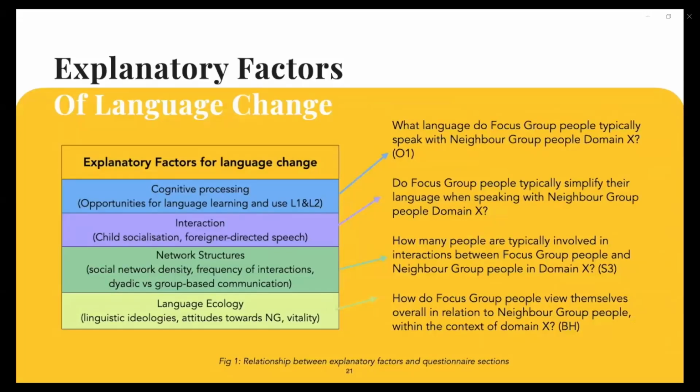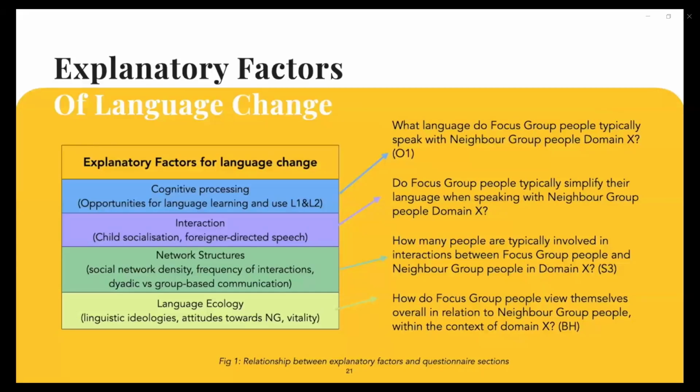But nonetheless, we can talk about this a bit later, or mention this in discussion. Okay, so here are just some examples of how these explanatory factors are expressed as questions. For the cognitive processing question, we ask, what language do focus group people typically speak with a neighbour group person when they're trading, for example? This will give us an idea of what output focus group people are producing, which might help us paint a picture either of language dominance, maybe of first languageness. At least we can get some idea of the frequency at which the focus language is spoken in a particular context.